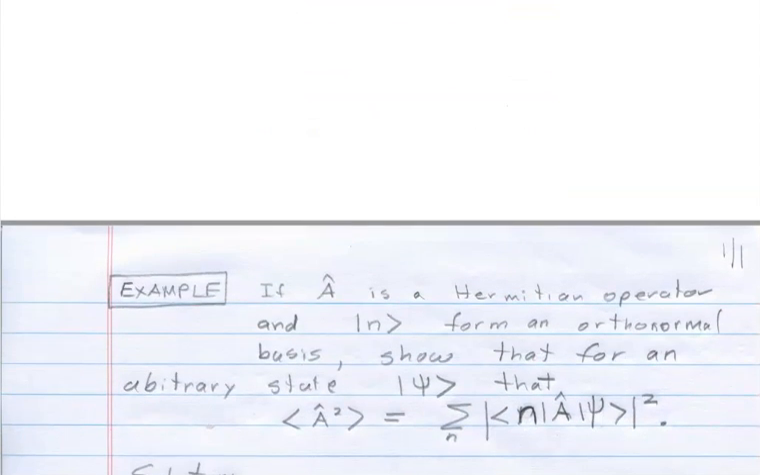Another example problem. Here we have a problem: if an operator A is a Hermitian operator, and this set of n kets form an orthonormal basis, show that for an arbitrary state psi, the expectation value of A squared is equal to this expression over here squared. Basically, the projection of psi onto the basis set with A in between.